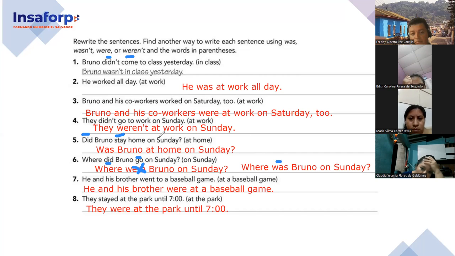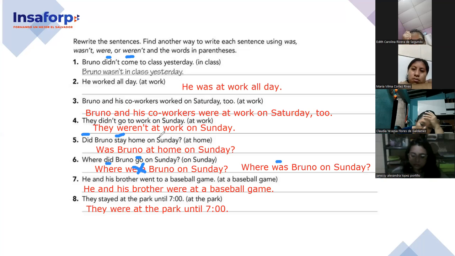Yes. And in a situation, we can use either of both. Well, it depends on the context. Yes. If you want to say, did Bruno stay home on Sunday? That is good. If you want to say, was Bruno at home on Sunday? It's the same thing. So you can use both of them if you want. Okay. Perfect. Thanks. Wonderful.